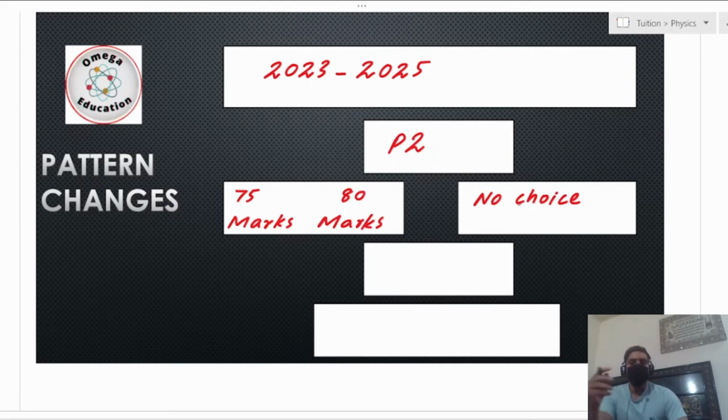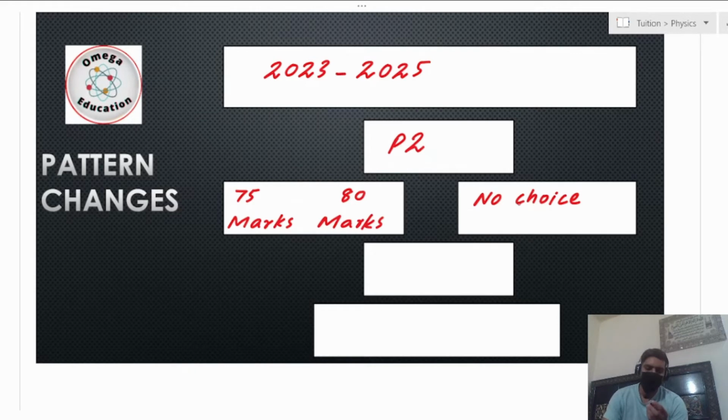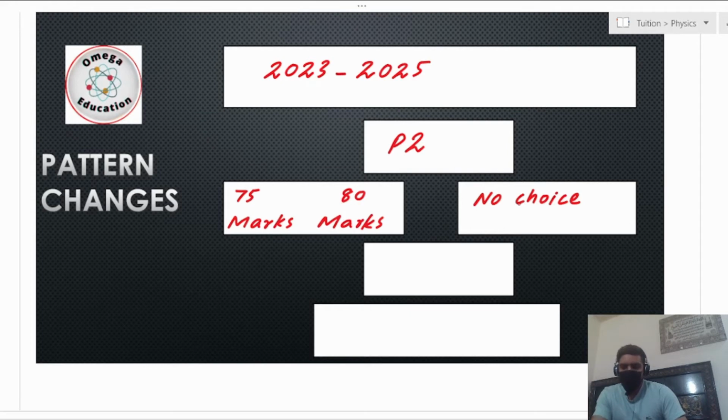Previously you used to have section A, and then you used to have section B, and in section B you had to attempt like 2 out of 3 questions. So you always had a choice of 15 mark question, but according to the new pattern there would be no choice in paper 2. So you would have to attempt every single question.